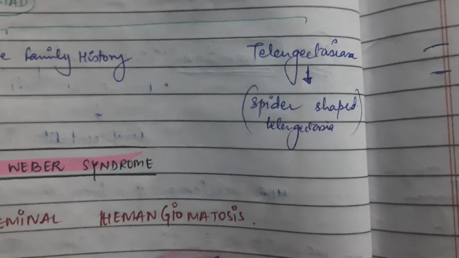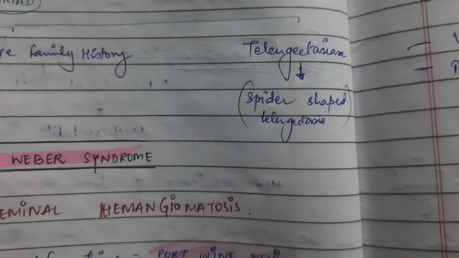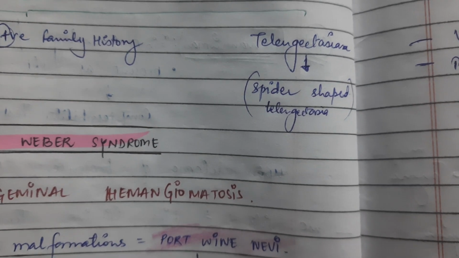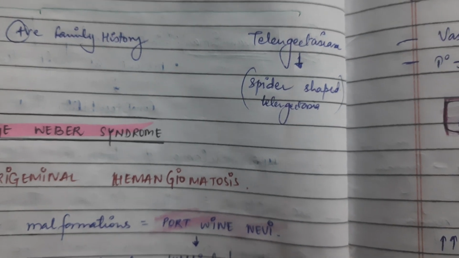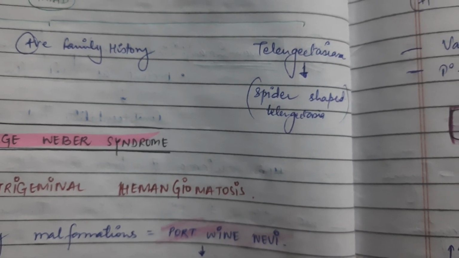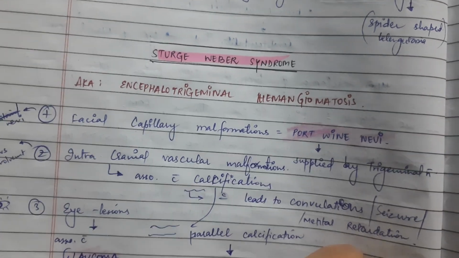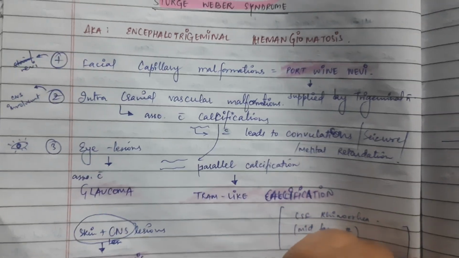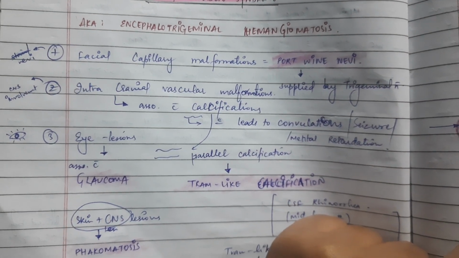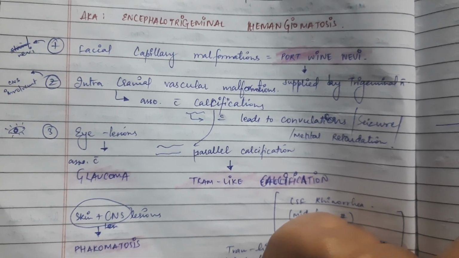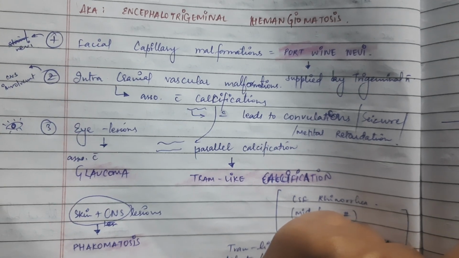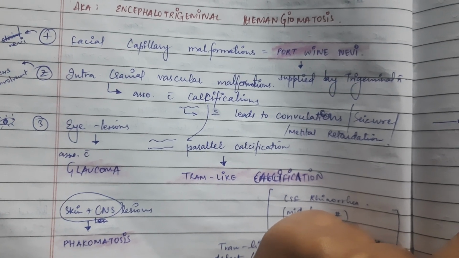Telangiectasia, or spidery shaped telangiectasia, is a more common feature of liver disease. Then Sturge-Weber syndrome, also called encephalotrigeminal angiomatosis. Facial capillary malformation, port-wine nevus like, unilateral, port-wine colored facial malformations are seen.